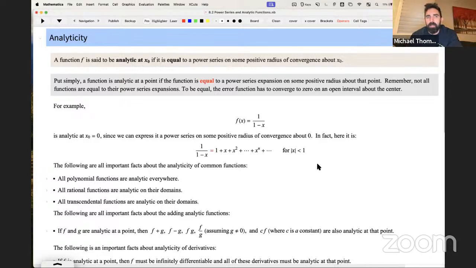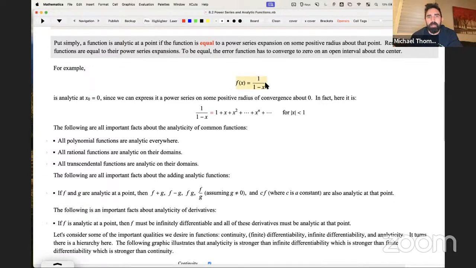Not all functions are equal to their power series expansion. So only some functions are strict enough to where this happens. So let's take a look at this one. f of x equals 1 over 1 minus x. This function is analytic at 0.